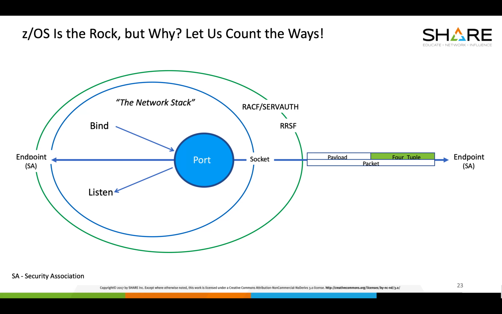Two of the tuples represent the job's IP address and the port that it's communicating on. The other two represent the IP address and the port of the endpoint. So now we have what is referred to as a socket. My socket is my IP address and my port. The endpoint socket is its IP address and its port.